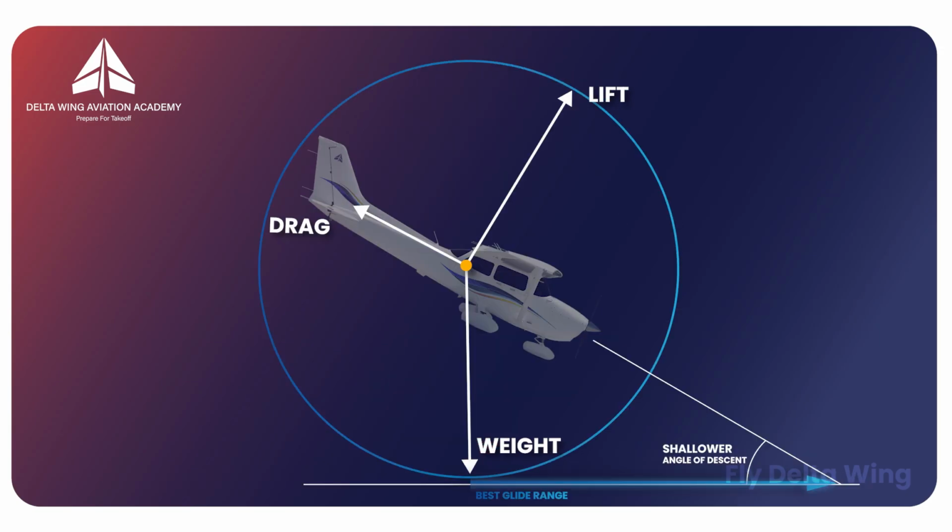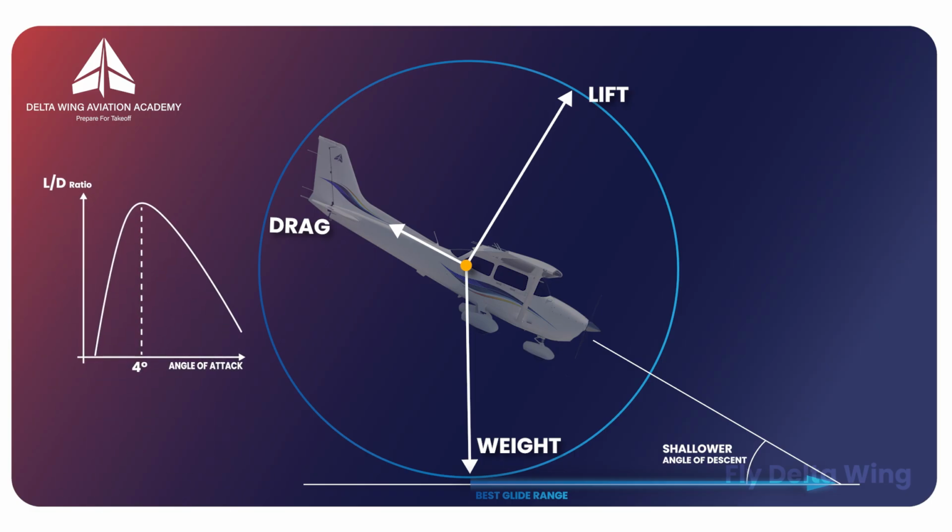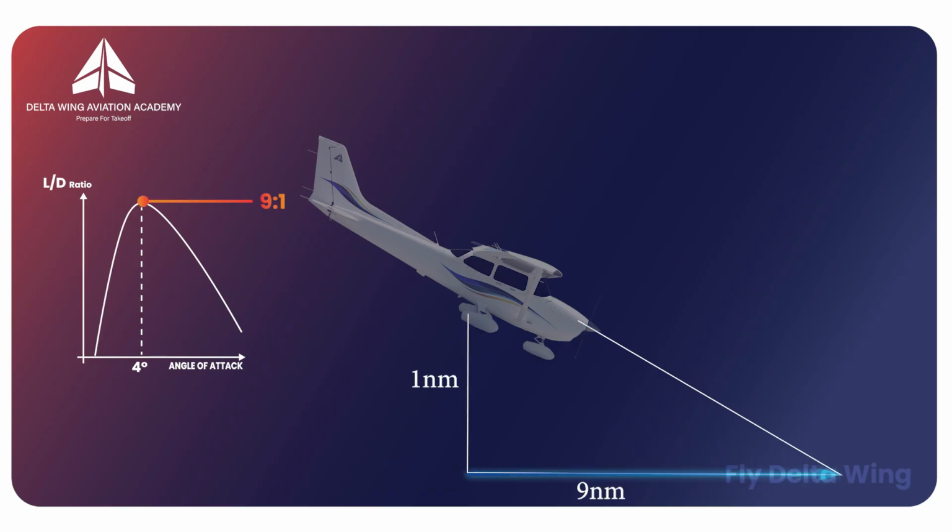The shallowest angle of descent in best glide range is obtained when there is least drag for the lift required. Thus, the ratio of lift to drag is high. A typical training airplane's lift-to-drag ratio can be represented by a curve like this, and the ratio is 9:1. This means that in still air, this airplane will glide 9 miles of ground distance for every 1 mile of altitude lost. The highest lift-to-drag ratio happens at about 4 degrees angle of attack.